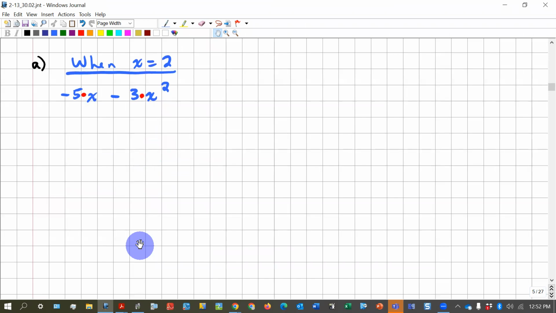So when x is 2, here's our original expression, and we're going to do exactly the same work. We're going to take the variable out and replace it with a set of parentheses. And inside the parentheses, we're going to put that number, in this case 2.